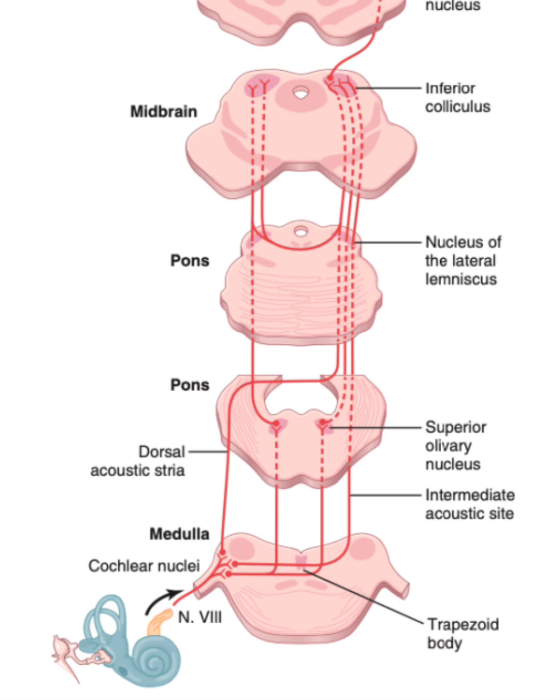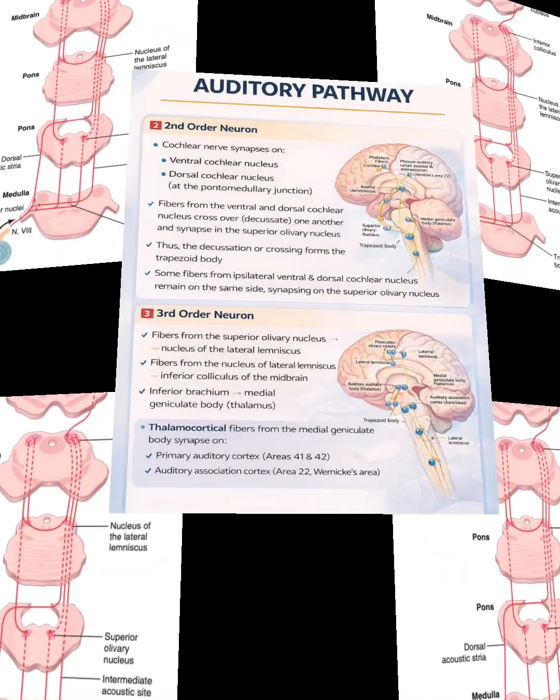So when they cross, what happens? They form what we call a trapezoid body. A trapezoid body is a white matter fiber. It's a decussated white matter fiber. So when the right and left cross each other, they form a trapezoid body. And when they form a trapezoid body, they take their second stop.